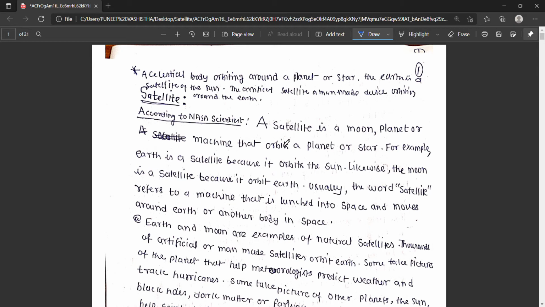So this one thing you have to remember in the future too, that we have two kinds of satellite, natural and artificial. Natural is that whatever celestial body is revolving around another body is known as its satellite. Like if you take an example of our moon, moon is the satellite of earth, earth is the satellite of sun because earth is revolving around the sun.